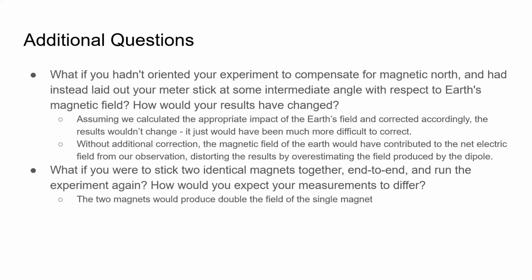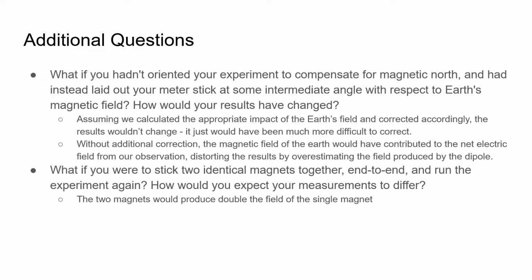And finally we have some additional questions. So one, what if you hadn't oriented your experiment to compensate for magnetic north and then instead laid out your meter stick at some intermediate angle with respect to Earth's magnetic field? How would your results have changed? Well, assuming we could accurately calculate the appropriate impact of Earth's field and correct accordingly, then the results wouldn't actually change. It just would have been a lot more difficult to correct compared with what we actually did in the experiment.